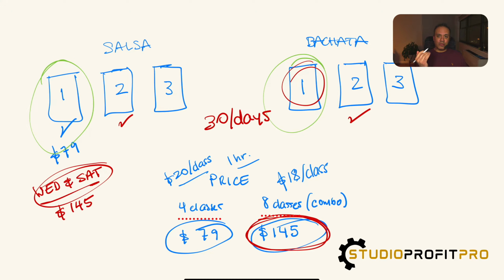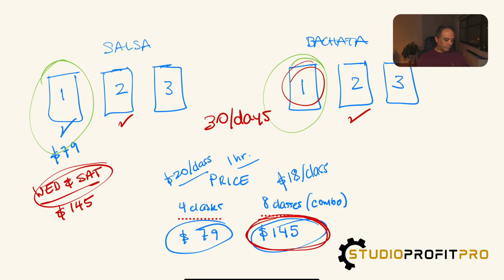So that way they can use that credit that they have. But if it's any other days, that's it. At least in our school, we don't transfer those classes to the next month. So that's why you're paying cheaper, because you have to take those 8 classes in the same 30 days.